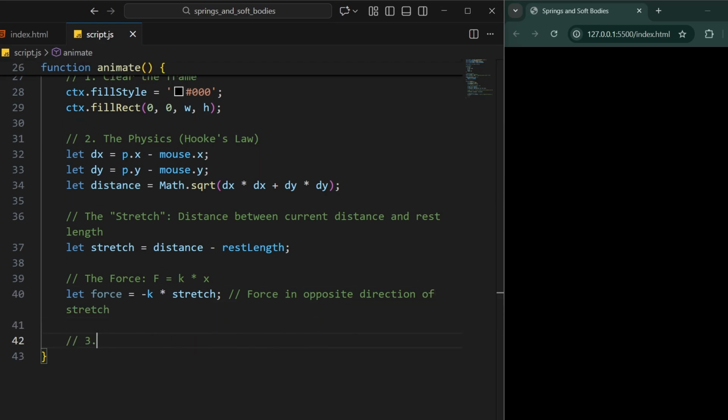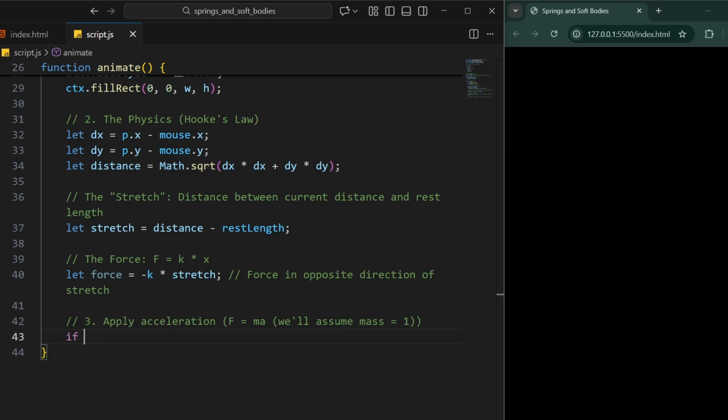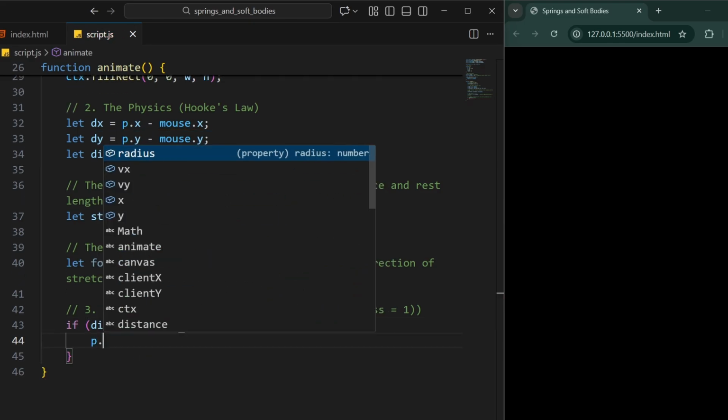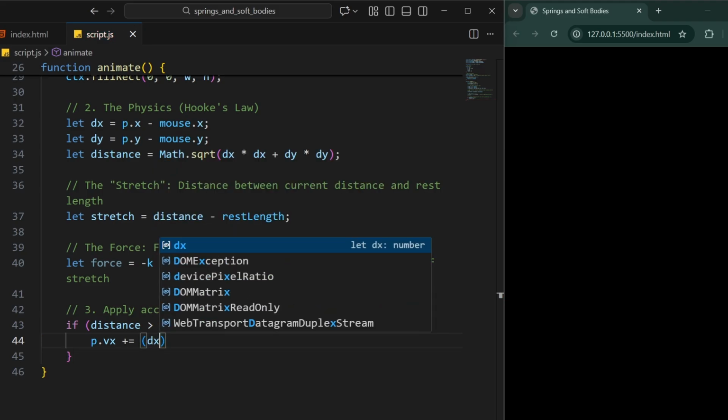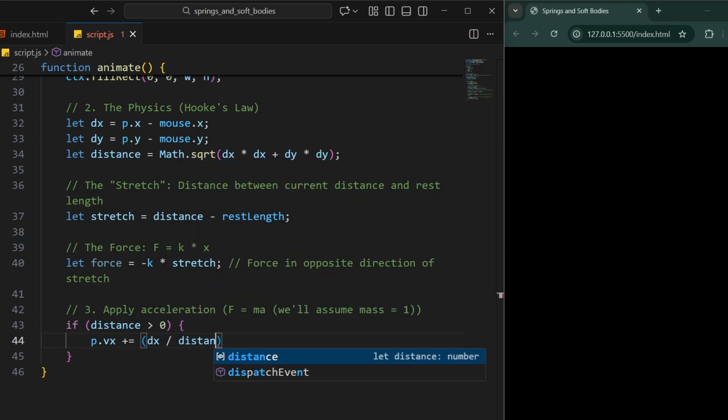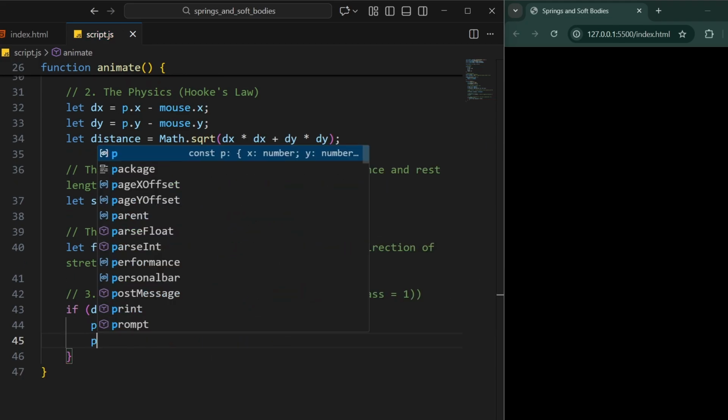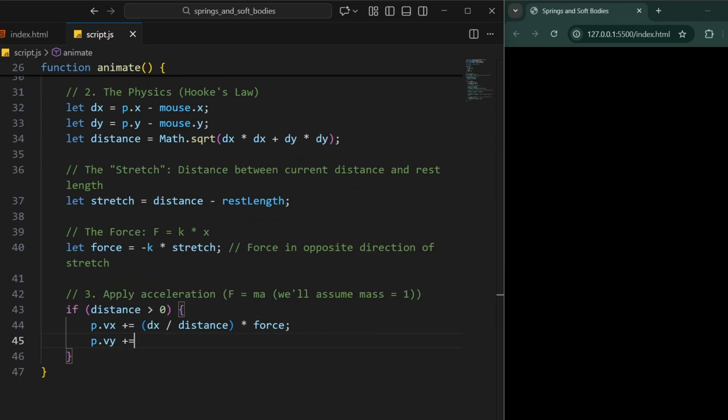Now we convert that force into motion. In full physics, we divide by mass, but for games we often assume mass equals 1. That keeps the math clean and the motion believable. And we divide by distance here because we want direction. This is how we turn a raw force magnitude into a force vector. So the spring isn't pulling randomly. It's pulling precisely towards the anchor.